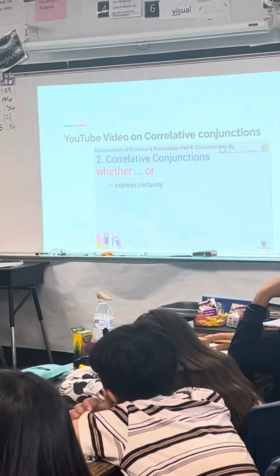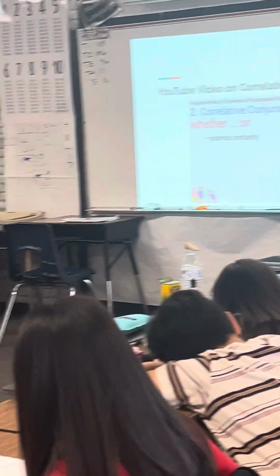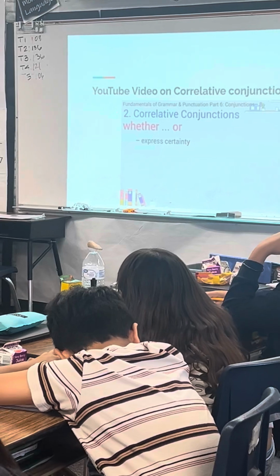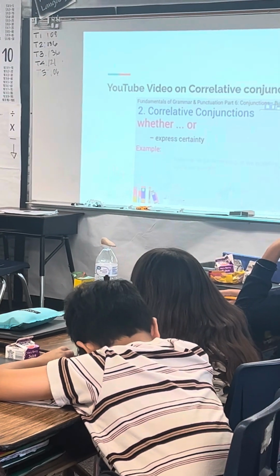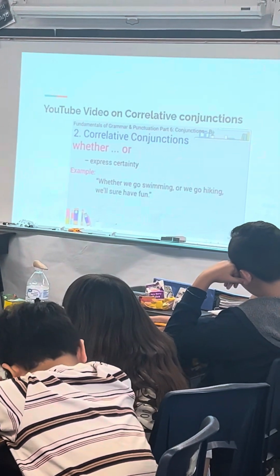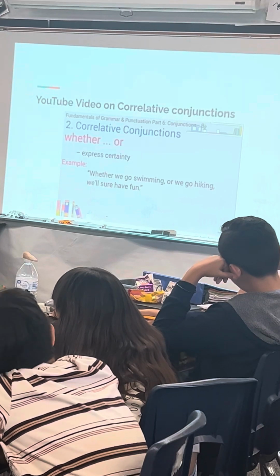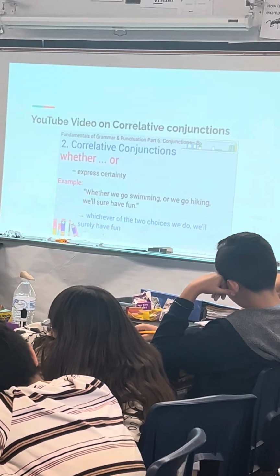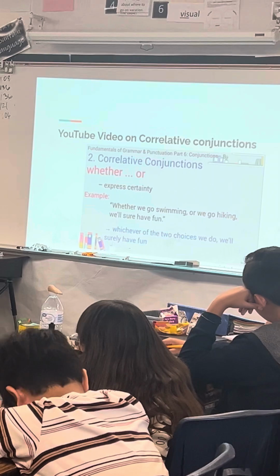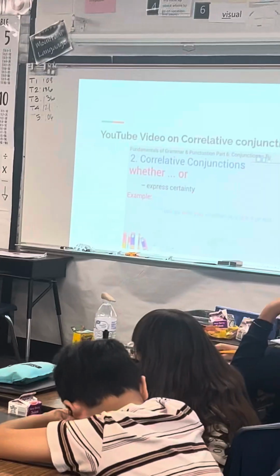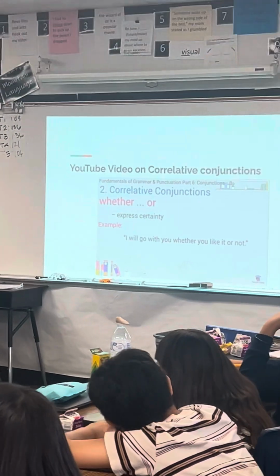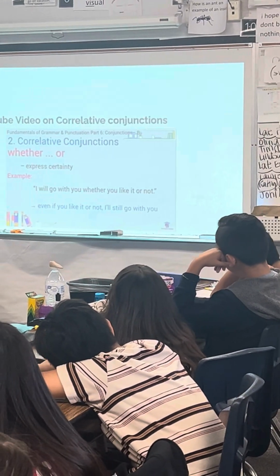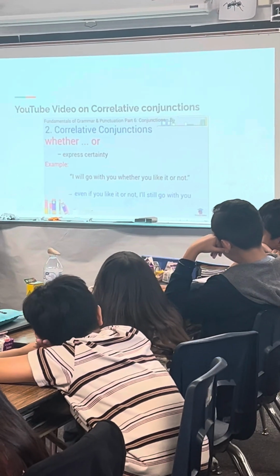Whether or can be used to express certainty too, that whichever of the two choices we pick, something will surely happen. Example, whether we go swimming or we go hiking, we'll sure have fun. Meaning, whichever of the two choices, we will surely have fun. I will go with you whether you like it or not. Meaning, even if you like it or not, I will still go with you.